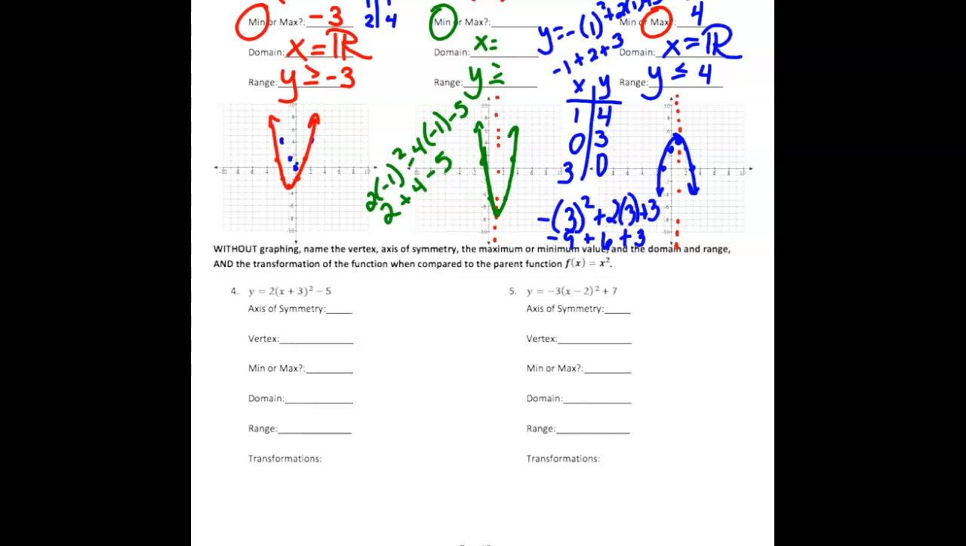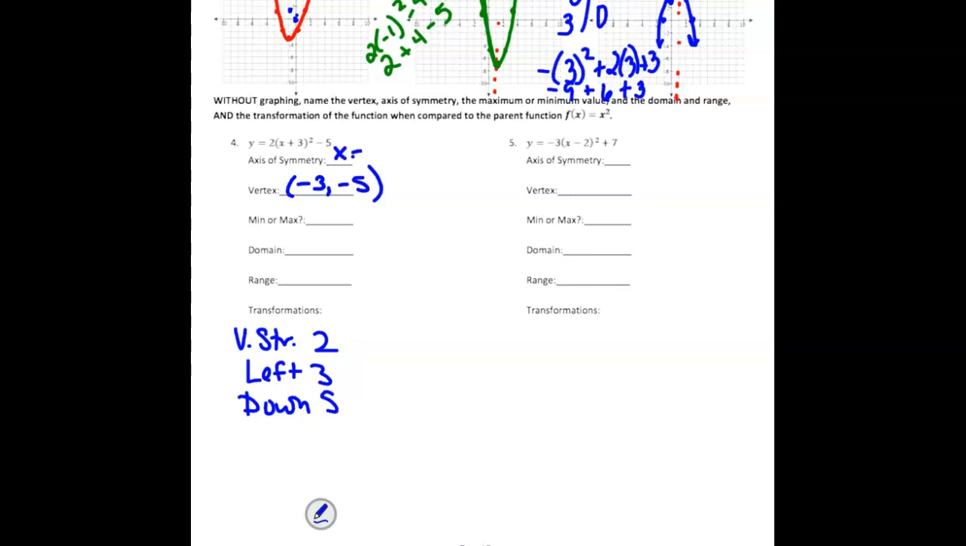All right, the next topic that we looked at was how to find all of this information without actually graphing the whole thing. So we have an equation again in vertex form. Looking at the transformations, our 2 in front caused a vertical stretch of 2. The 3 moved it left 3, and the negative 5 went down 5. So if you picture moving left 3 and down 5, our vertex is going to be at negative 3, negative 5. That means our axis of symmetry is the equation x equals negative 3.